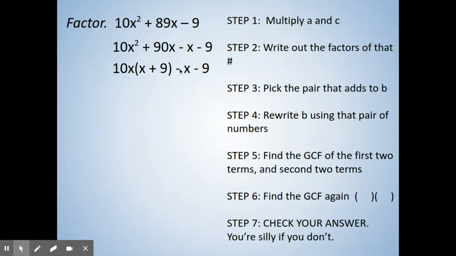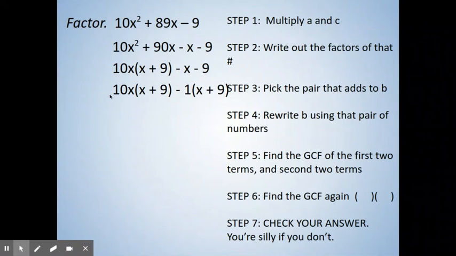Remember, when that first term is negative, it means your GCF is negative. So we are going to say our GCF is negative 1. When you use negative 1 for your GCF, when you factor into your parentheses, negative 1 times x gives us negative 1x or negative x. And then negative 1 times 9 gives us that negative 9.